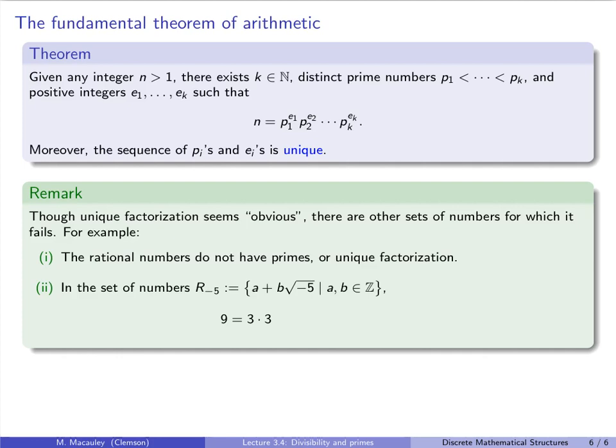Well, there's a basic property that the integers have that fails in this set of numbers. So 9, as we all know, can be written as 3 times 3. This is how we factor 9 as a product of primes. And we can't factor 3 any further. However, if our universe, instead of being the integers, is this set of numbers, and by the way, this contains the integers. If you let b be equal to 0, you get an integer. Well, here, 9 also factors as 2 plus root -5 times 2 minus root -5.